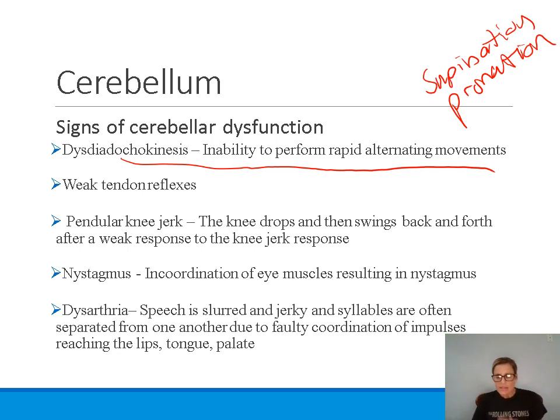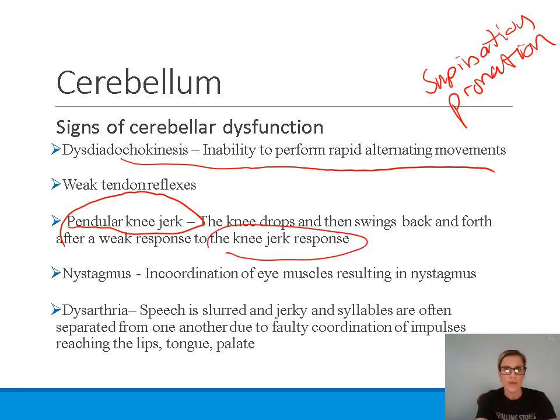Weak tendon reflexes, and then also after that, the little weak knee jerk that comes with the reflex, you'll have a pendular knee jerk that occurs. So the knee jerks, right? There's a weak response to the knee jerk, and then it swings back and forth, whereas muscle tone would normally stop that.